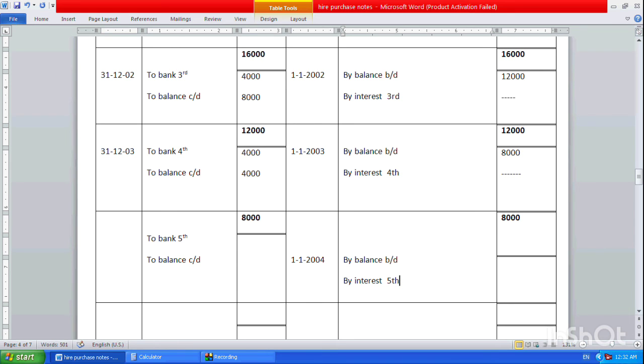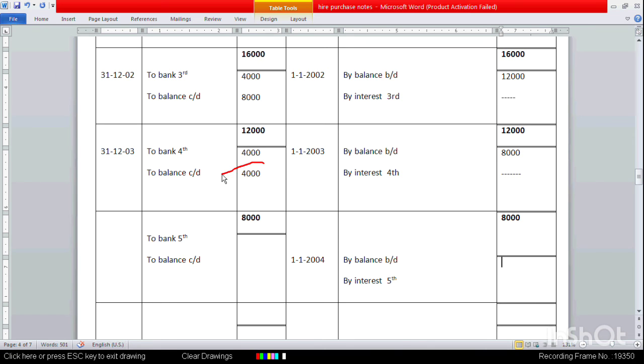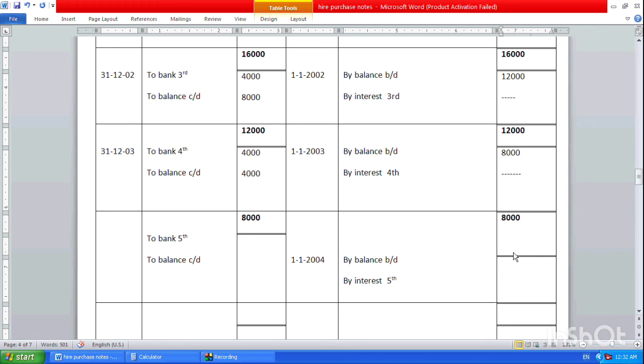Interest is also nil. By balance brought down 4,000, we have to take 4,000 here. 4,000 is the balance brought down. Interest is nil. Now 31st December, here write 31st December 2004. To bank, the full and final payment 4,000. There is no balance carried down, so the ledger will be 4,000. Both the ledgers, debit is 4,000, credit is 4,000. This is the machinery, this is the vendor account, how we have to prepare.